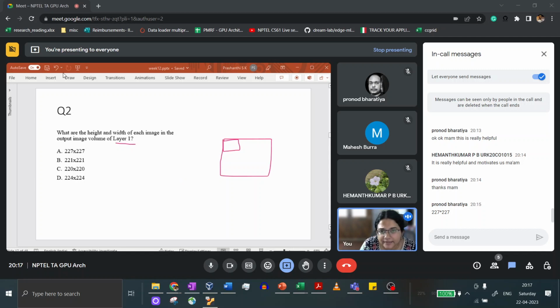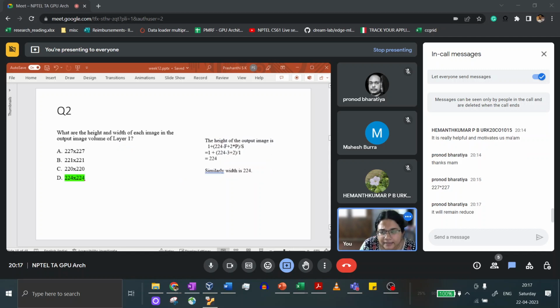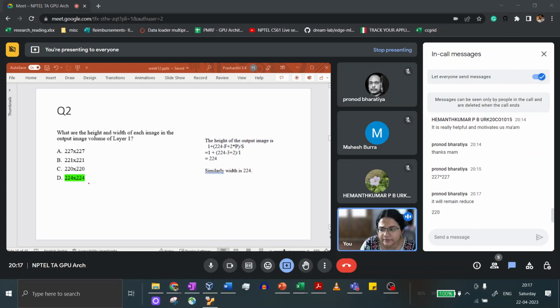Okay, let's look at the answer. It's 224 cross 224. Okay, now we have an answer saying 220, but let's see why it is 224, right? So here is a formula which says 1 plus (the input dimension minus f plus 2p), and this whole thing divided by s.